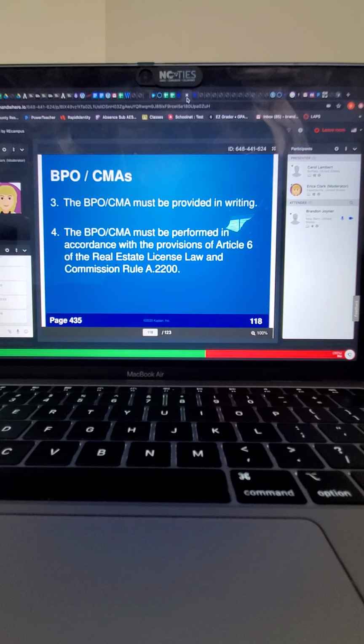Broker price opinion and comparative market analysis. By definition, it is an estimate prepared by a licensed real estate broker that details the probable selling price or leasing price of a particular property, of which the broker has knowledge of the market conditions, property condition, neighborhood, and information on comparable properties. That's the definition of a BPO and a CMA. Okay?